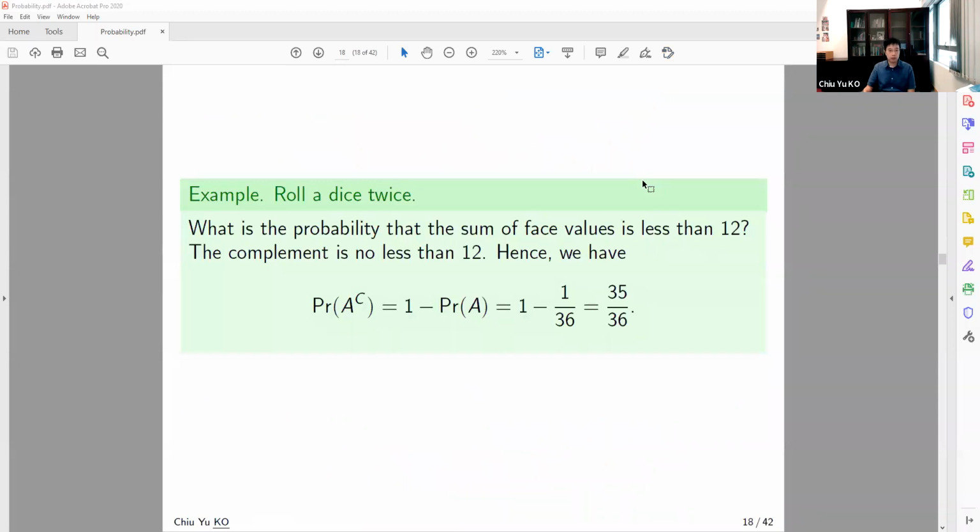Suppose we roll a die twice. We remember this example. We have 36 outcomes. What about the face values summing to less than 12? That's a lot. You can easily see a lot of them, say 1,1; 1,2; 2,1; 1,3; 3,4, and many more. Then you can ask, can I find the complement? Is it easier? The complement of less than 12 is actually very simple, because it is only one case. It's just 12, coming from 6,6. Only one case.